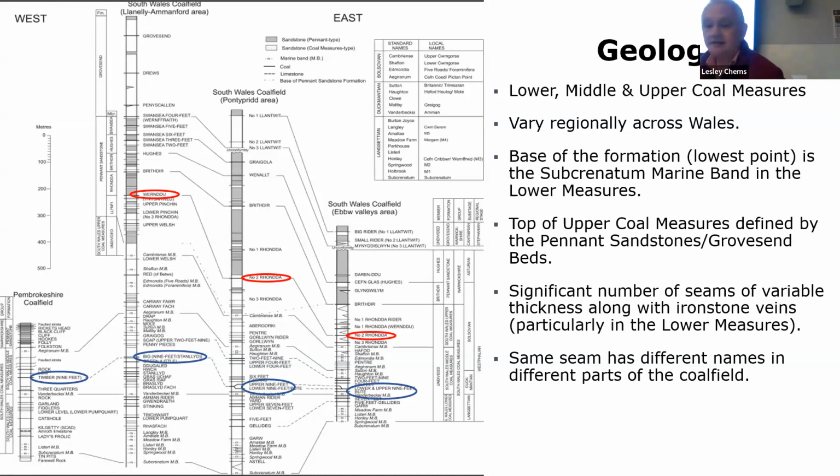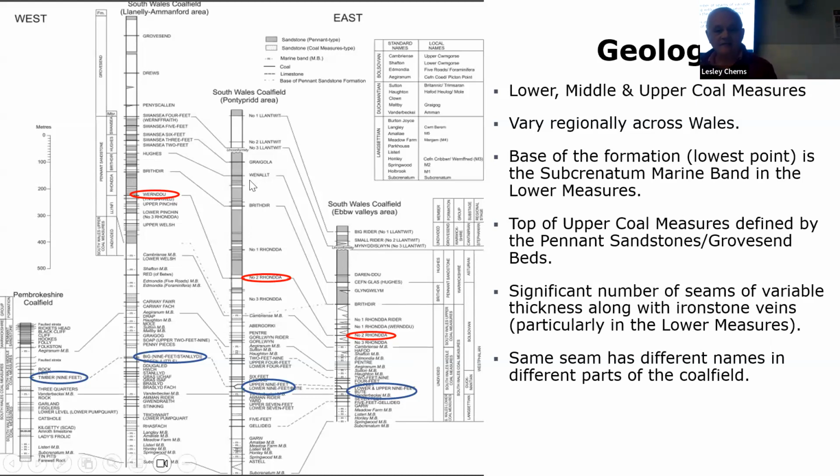Now, I don't know how well you can see that. Is that clear? What I've done there is a section through the various parts of the coalfield. Over in the west, the Pembrokeshire coalfield, if you remember, I said there were thinner deposits over there, as you can see, and ditto over in Ebbw Vale. But in the central area, this is Llanelli, and this is Pontypridd.